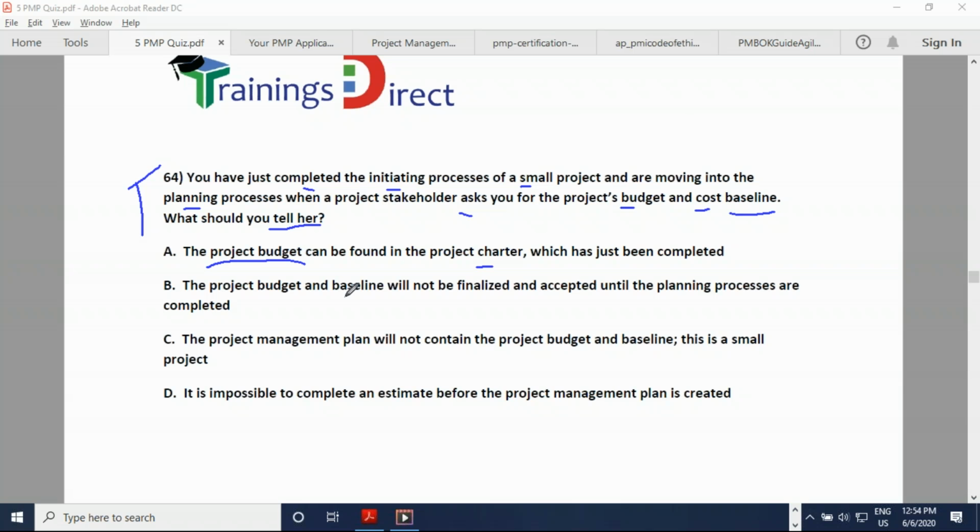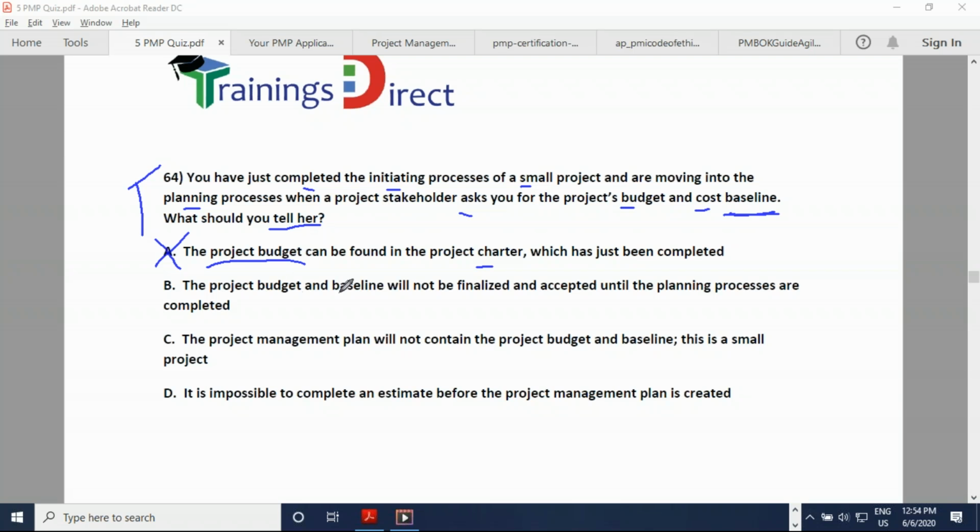And the question is very specific. Though you might think, yeah, we can find it in the charter. Look at the question. Asks you for the budget and cost baseline. We cannot find the baseline in the charter. So A is incorrect. You need to go back and forth several times to really conclude if that's the right answer or not. The superficial look may not give you the answer. But you see, this is where all your concepts will help you, whatever we are learning.